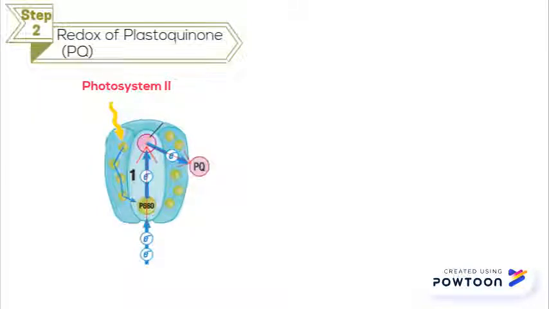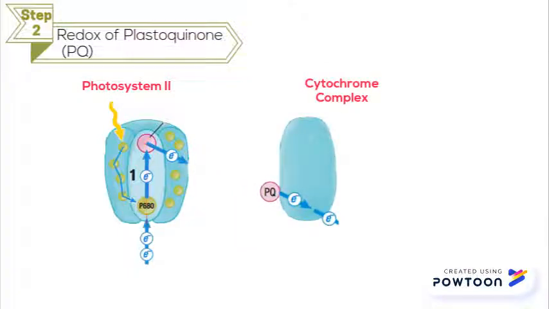PQ then acts as an electron shuttle by traveling through the lipid bilayer and donating these two electrons to the cytochrome complex. Once PQ donates electrons to the cytochrome complex, it releases protons into the lumen, which increases proton concentration in the complex.